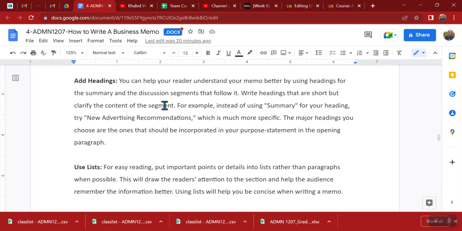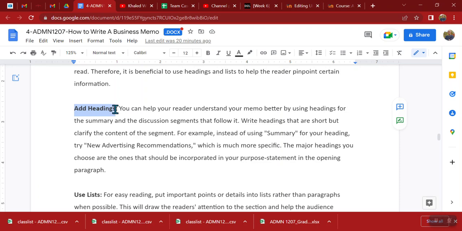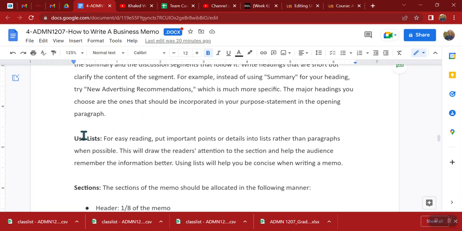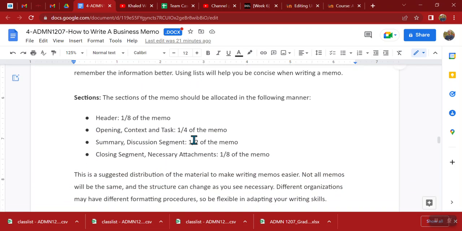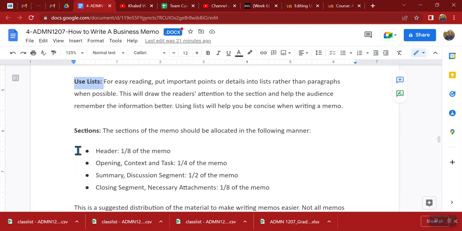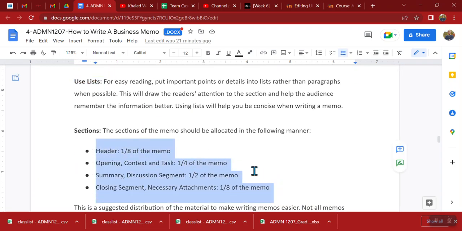So as I mentioned, you can add headings for each segment from the above format to make it more interesting. If you find the paragraph is too much and it's better to write it in bullets and a list, why not do that? And here is a very nice recommendation to tell you what exactly each segment occupies in the memo. So this is 1/8 of the memo, it's the header, and the closing segment and attachment are also part of the memo.